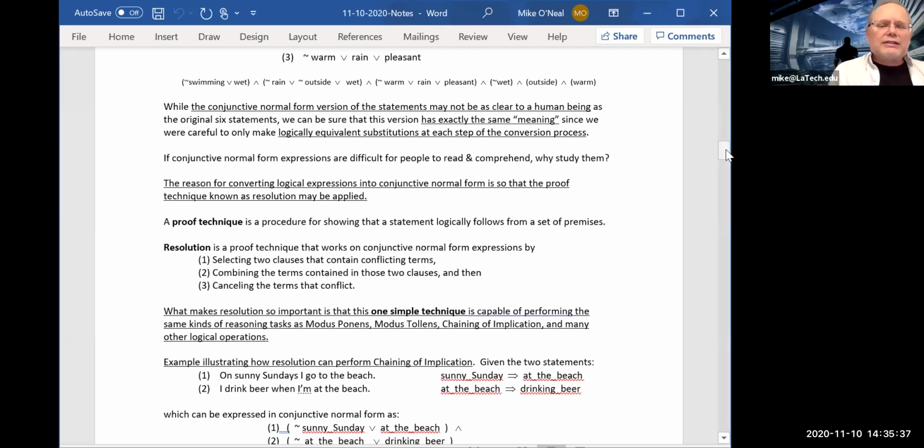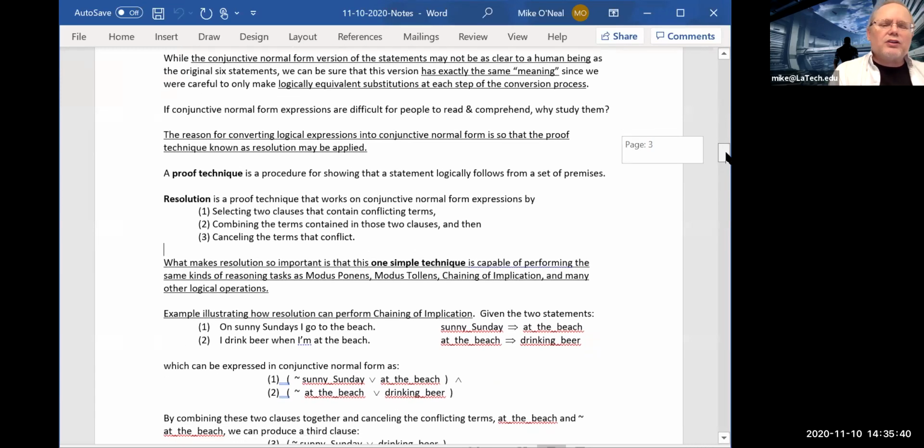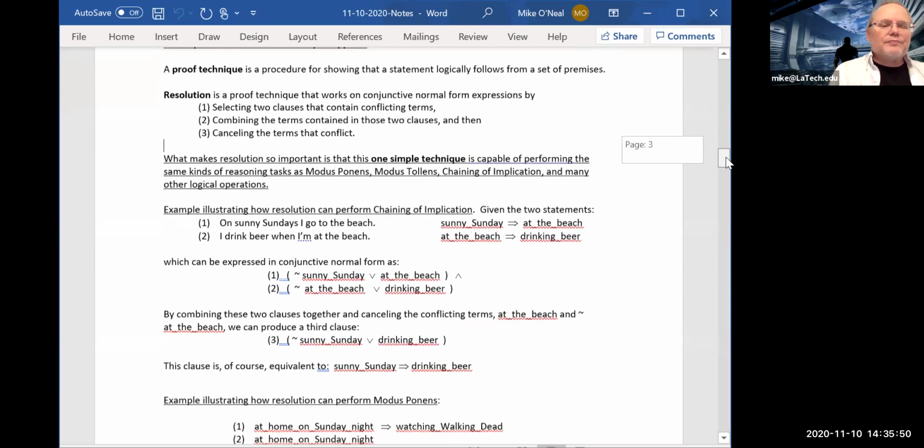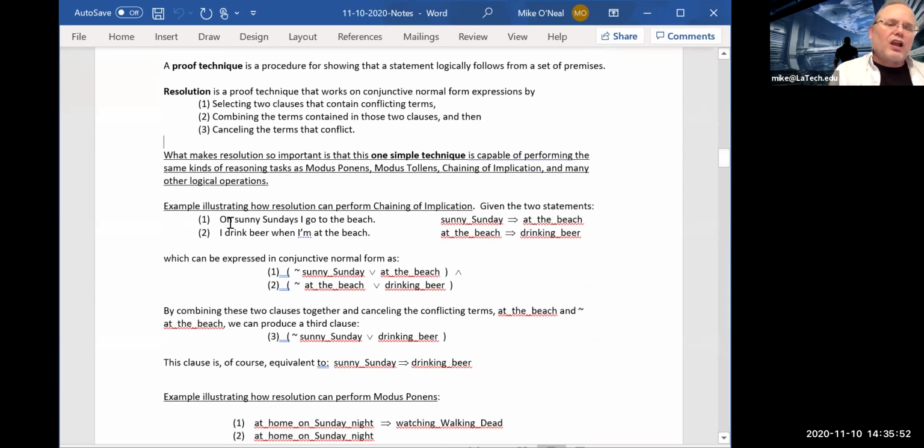So let's now look and see how we can use these things to do the individual inference rules: chaining of implication, modus ponens, and modus tollens. So let's say I have two English statements. On sunny Sundays, I go to the beach, and I drink beer when I'm at the beach. So those are two statements. I'm going to assume that they're both true.